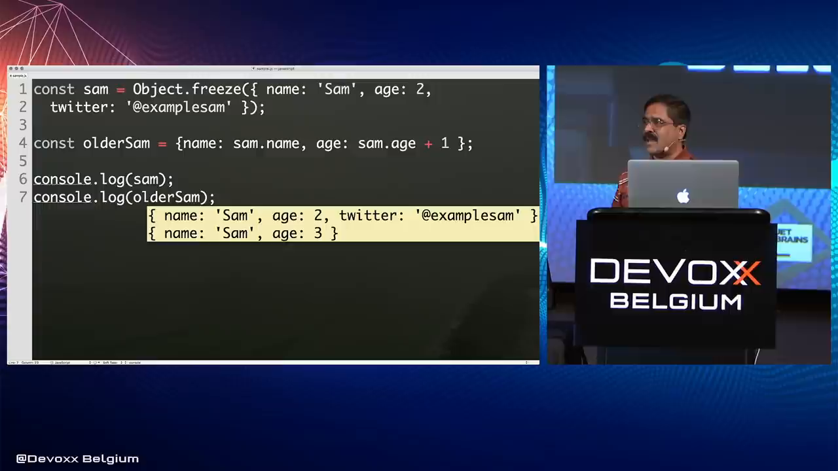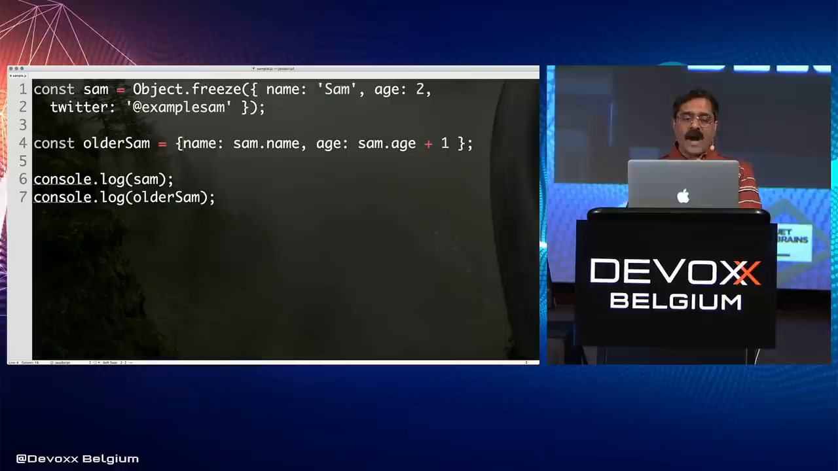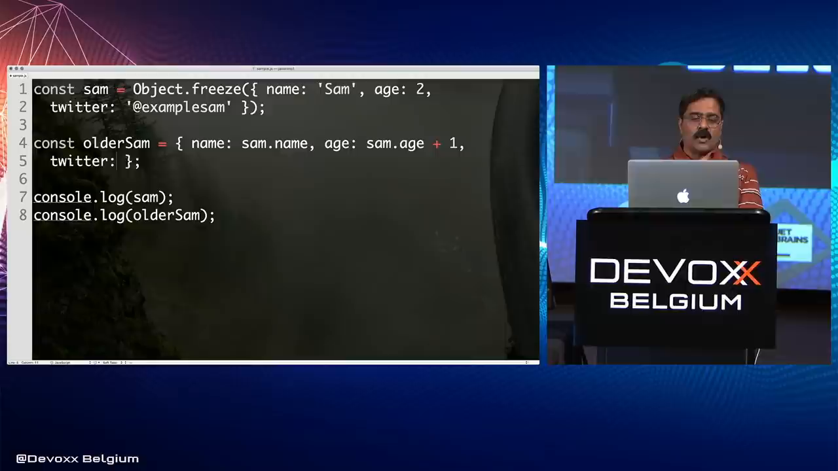Maybe Sam tweeted like my president, they withdrew the Twitter permission the parents did. But the point really is that we don't want to make a copy like that. We want the Twitter ID to be available for Sam. What do I do right now? Well, if I were to come in here, one way to fix it is I can come here and say Twitter colon, and then I can say Sam.Twitter.